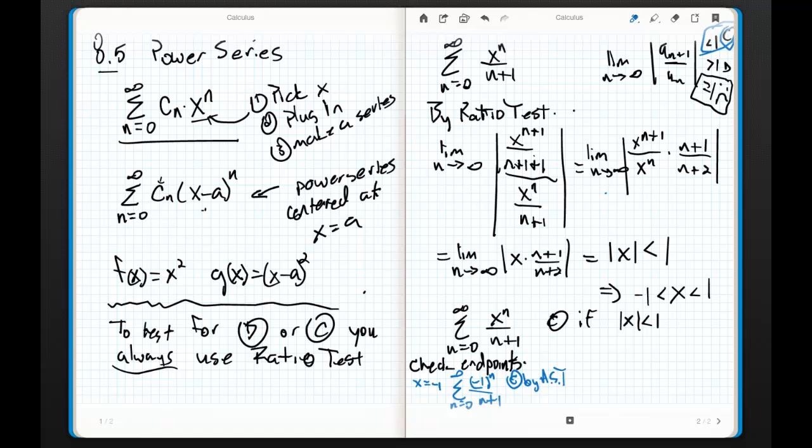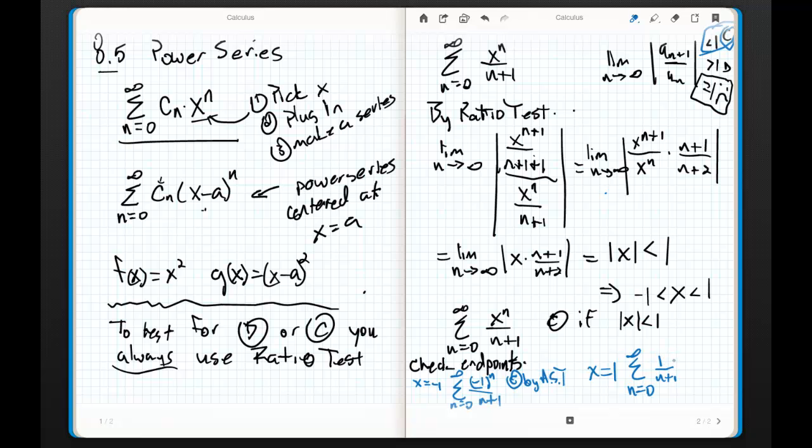All right, so what does that tell us? That tells us that any value between -1 inclusive and 1 converges. But let's test if I stick 1 in there. If I stick 1 in, I get the sum from n equals 0 to infinity of positive 1 divided by n plus 1.